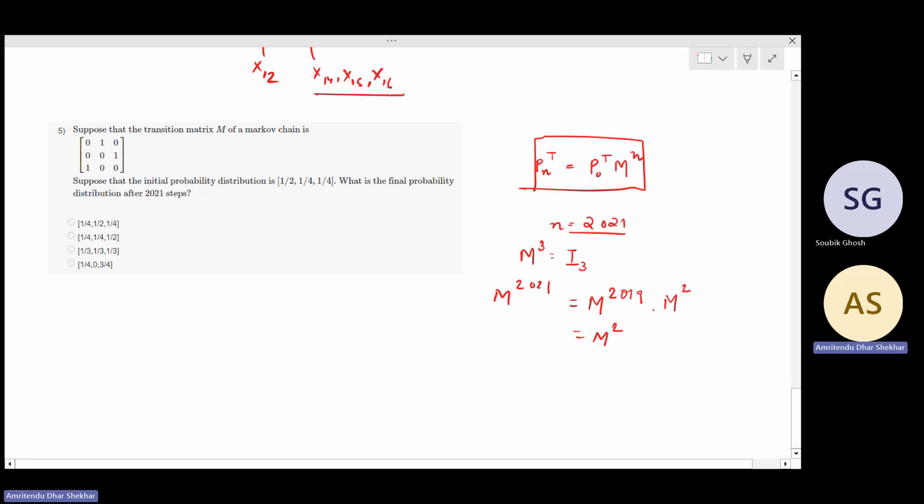Now it's just simply substituting this formula. So it's half, 1/4, 1/4 times M squared. And this comes out to be equal to 1/4, 1/4, half. It's just plain substituting. Yes, sir.